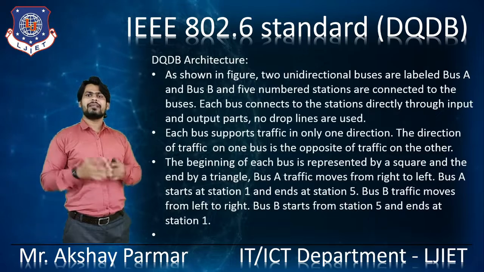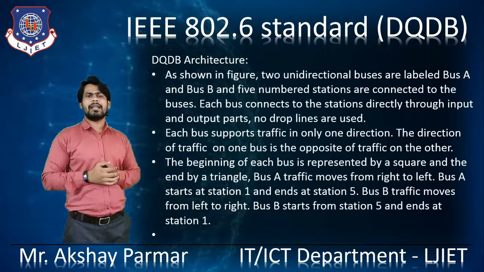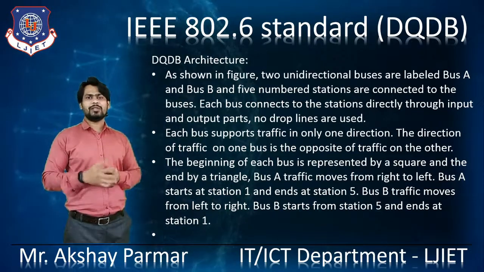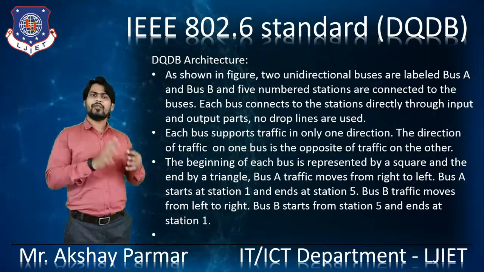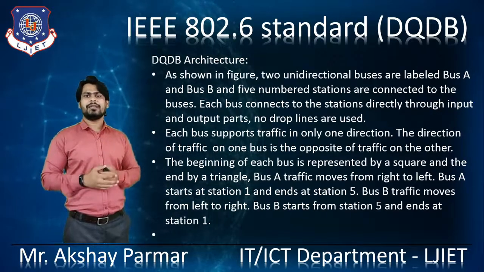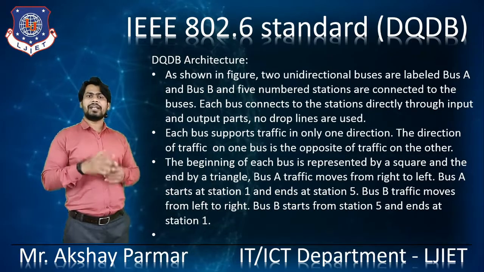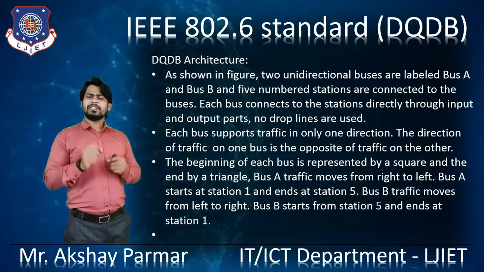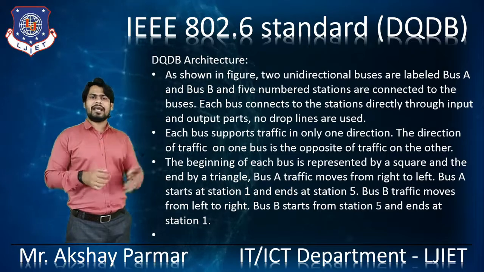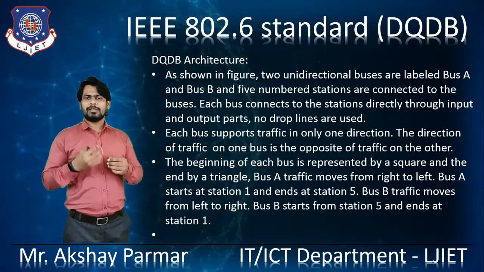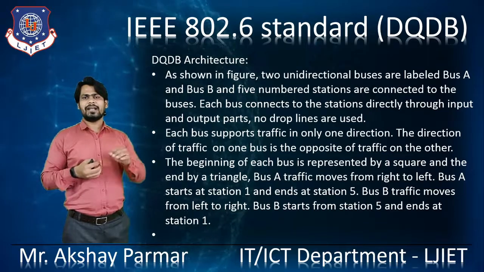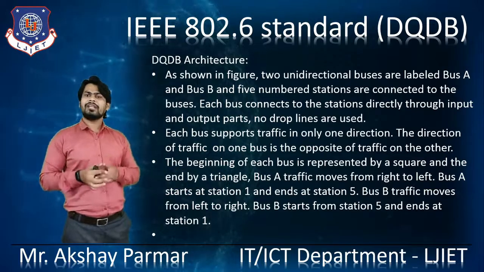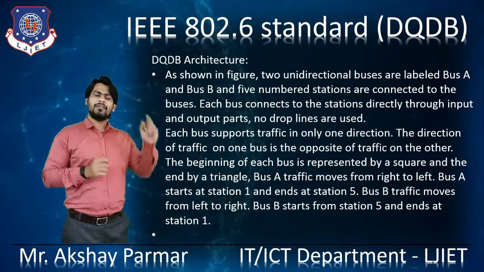As we have observed in the figure, the two unidirectional buses are labeled as bus A and bus B. We have also seen the 5 stations, numbered from 1 to 5, and they are connected to the buses. Each bus connects the stations directly through the input and the output ports. No drop lines are used there, right? Each bus supports traffic in only one direction. As you can see, bus B is transferring the data from the right hand side only, and bus A is transferring the data from the left hand side only.